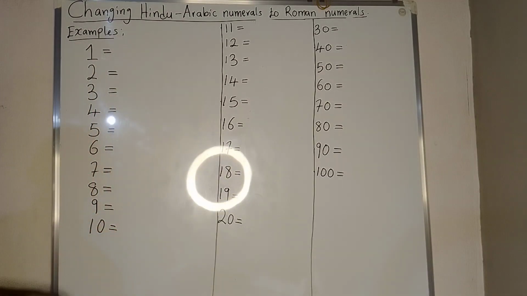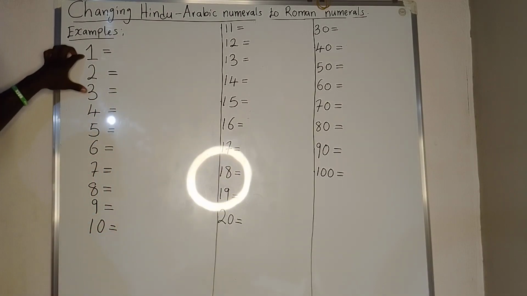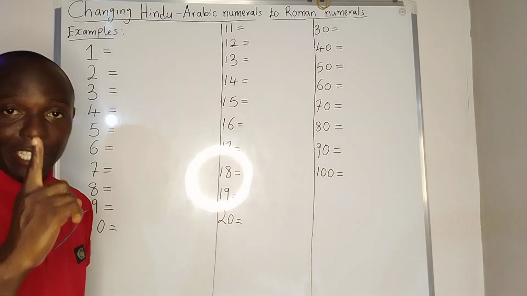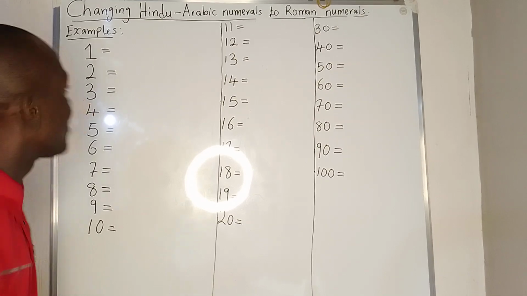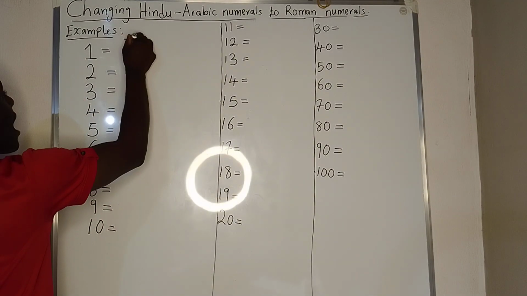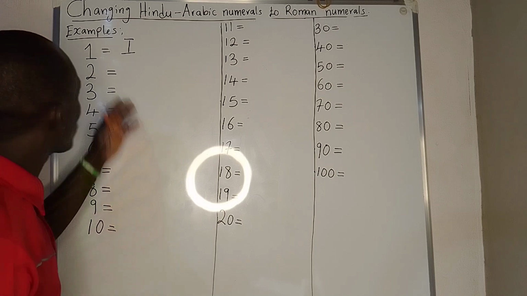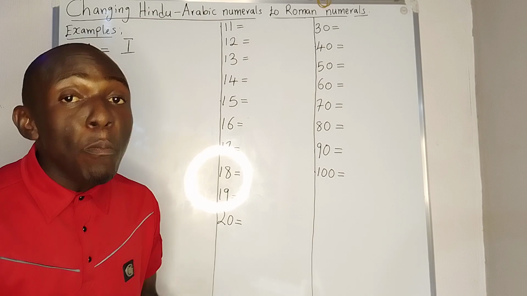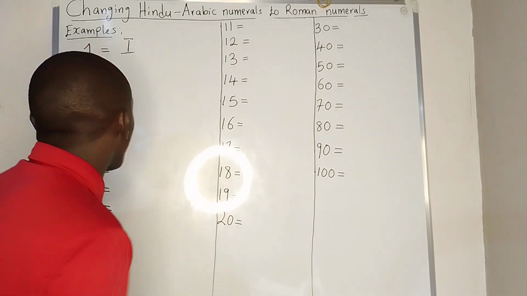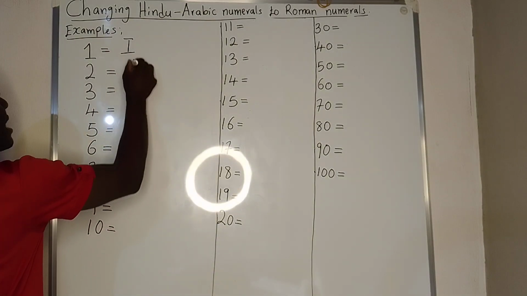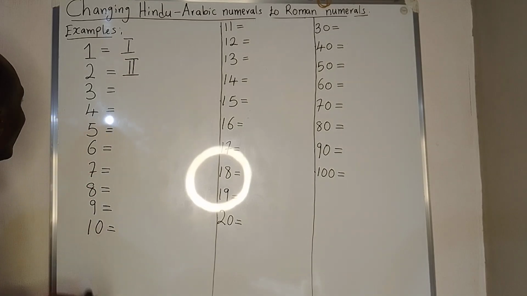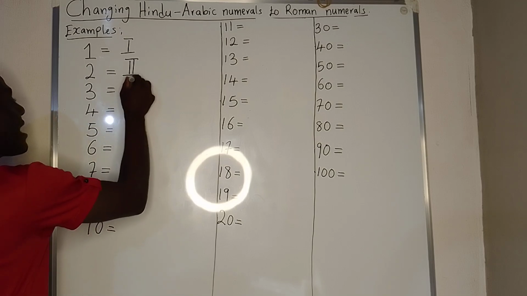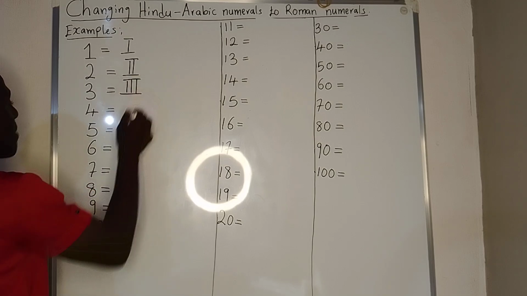Okay, in changing numbers to Roman numerals, the first one is 1, and in Roman numerals it is represented as I. Just a single I. So our answer is just I for 1. And for 2, it is the same thing: II. You keep repeating this I, but no more than 3 times. So my 2 is II, and my 3 is III. Beautiful. This is my 3.